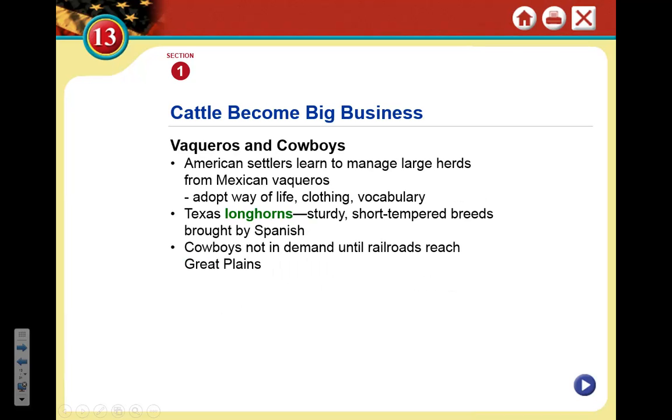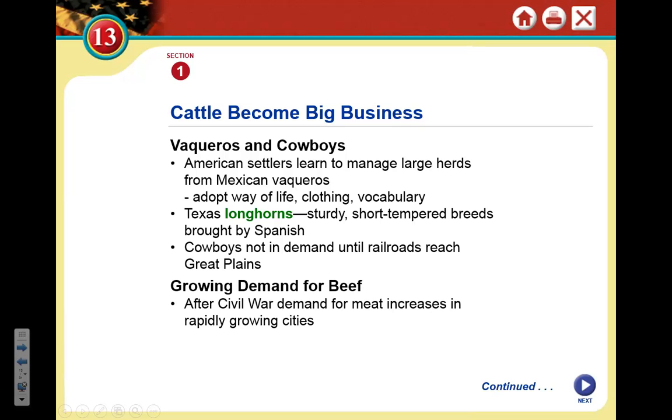Cattle becomes big business. A day in the life of a cowboy. The end of the open range. What caused the cattle business to grow? Cattle ranching became a big business after the Civil War. Ranchers raised longhorns, a sturdy breed first brought to the Americas by the Spanish. American cowboys learned from vaqueros, the first cowboys who worked on Spanish ranches in Mexico.